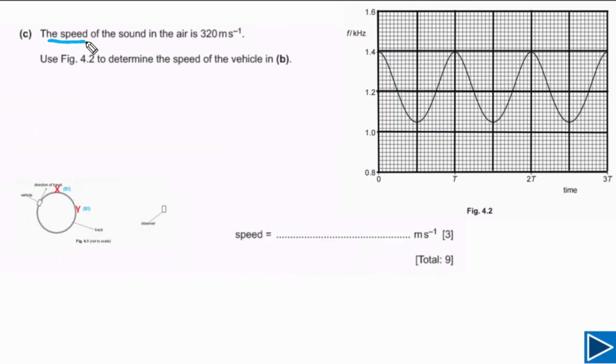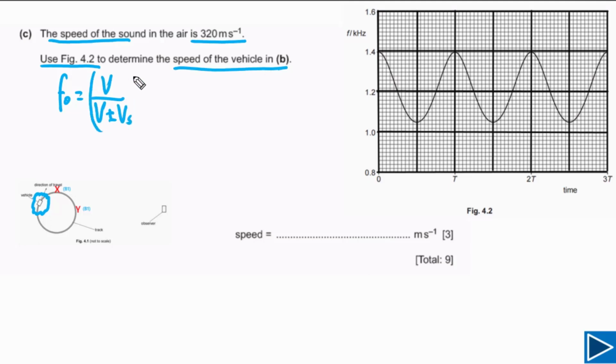For part C, it is given to us that the speed of sound in air is 320 meters per second. We need to use figure 4.2 to determine the speed of the vehicle in B. So simply the question is asking us what is the speed of this vehicle. For that purpose, we have to use the Doppler effect equation. And the Doppler effect equation is given in your formula list if you don't remember. In the formula list, it will be given like this: V over V plus minus Vs. Vs is the speed of source, and here this is the frequency of the sound produced by source.